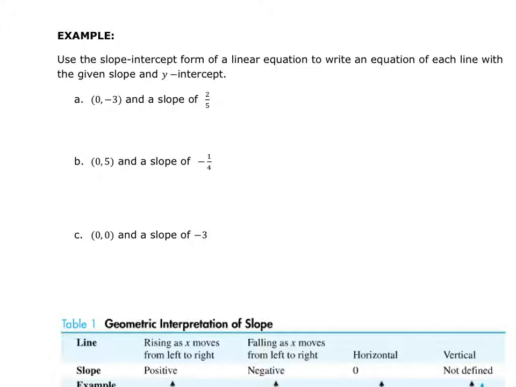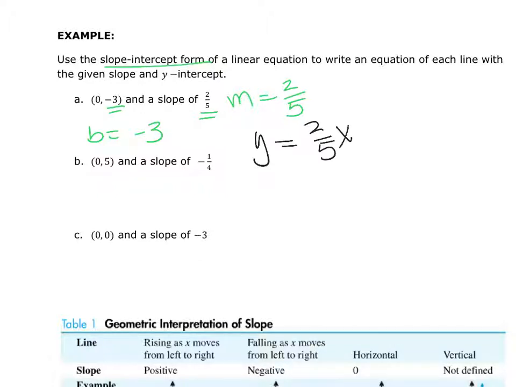In this one, they want us to use the slope-intercept form of a line, so we don't have to do as much work. My m, on this first example, m would be 2/5. This is the y part of my y-intercept, which means this is b. So my equation on this one would be y equals 2/5 x, that's the coefficient on x is m, and then minus 3, because that is my b part.